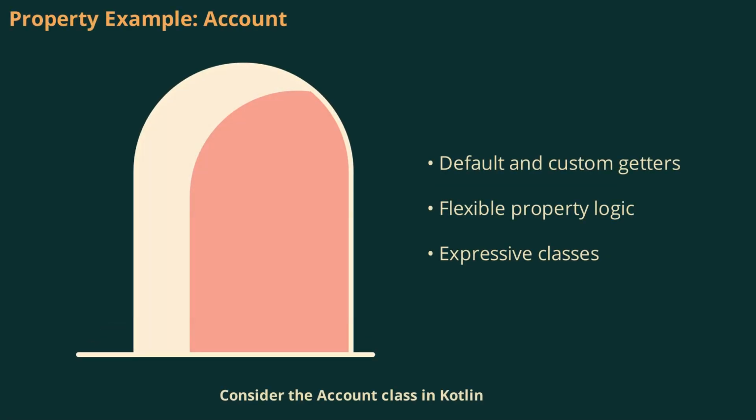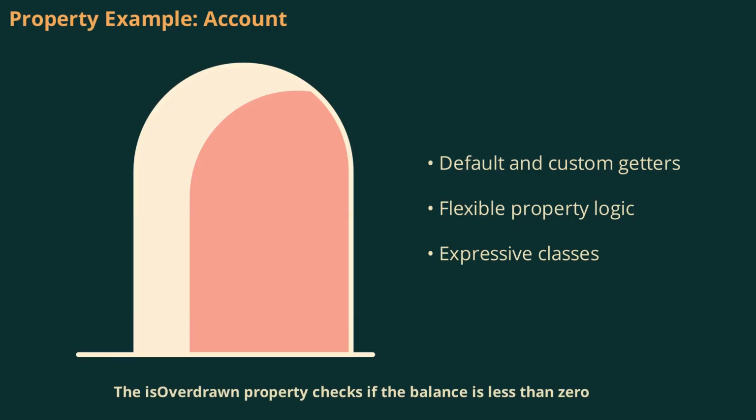Consider the account class in Kotlin. It includes a balance property with a default getter and setter, and an isOverdrawn property with a custom getter. The isOverdrawn property checks if the balance is less than 0, providing a simple way to add custom logic to properties. This flexibility allows you to tailor property behavior to your needs, making your classes more expressive and functional.